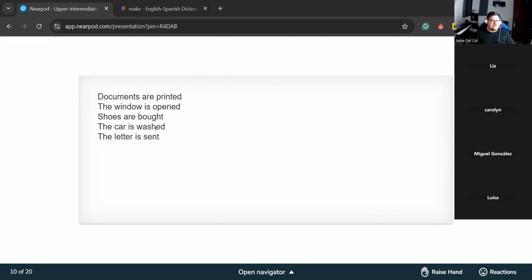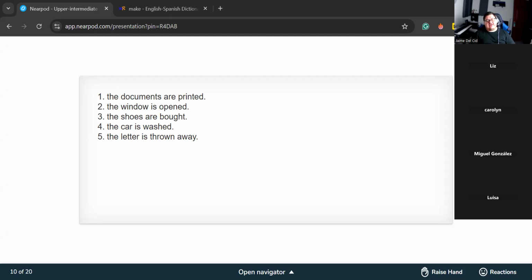The car is washed. That's good. I think I need more context, maybe, just to try to understand the entire sentence. And the letter is thrown away. Okay, perfect. Very good. I think that you understood the task. I appreciate it. I think you did a very, very good job. I think we're moving on.